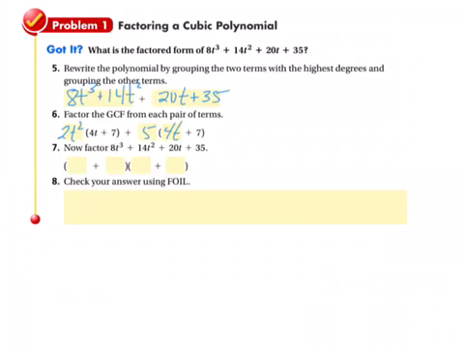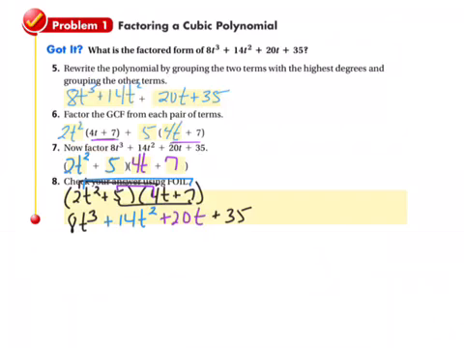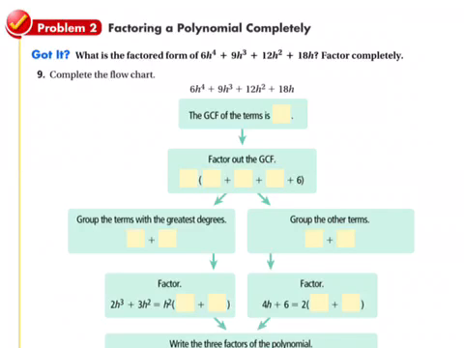Now you can see that we can use the distributive property and get 4t times 7, that quantity, multiplied by 2t squared plus 5. Then check your answer using either the box method or the FOIL method, which is what we have done here. In the last example, the terms did not have a common greatest factor for each of the terms. In this example, it does.